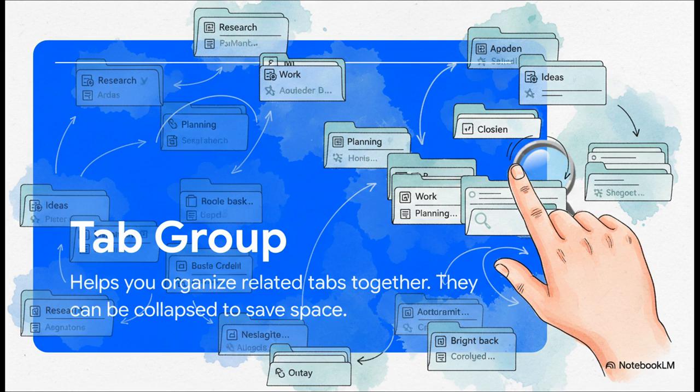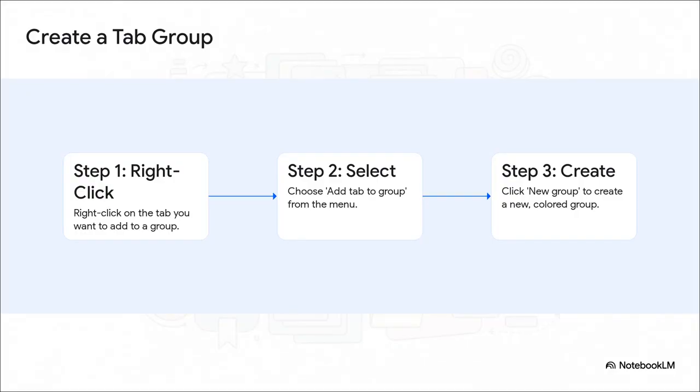Then you can collapse the whole group down to save space and expand it again with one click. And making them is super easy. You just right-click on any tab you want to group, go to Add Tab to Group, and then New Group. That's it. Give it a name, pick a color so it stands out, and you're good to go.